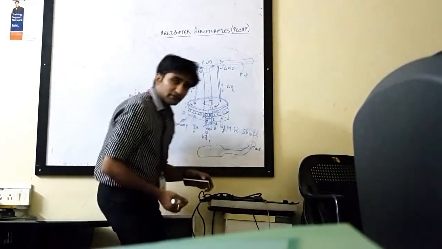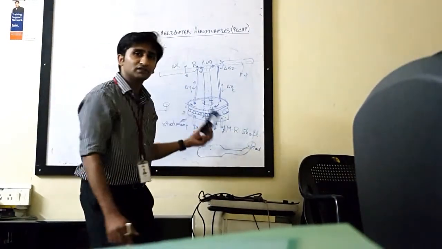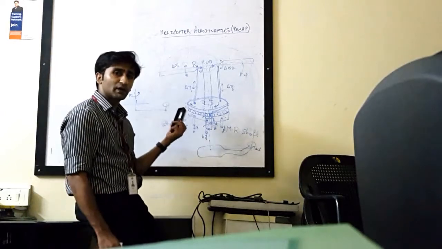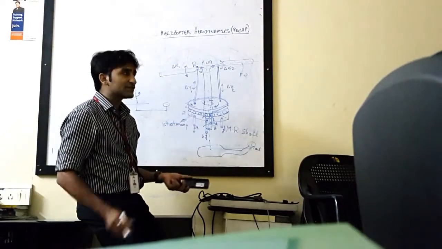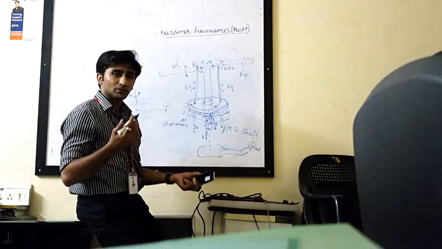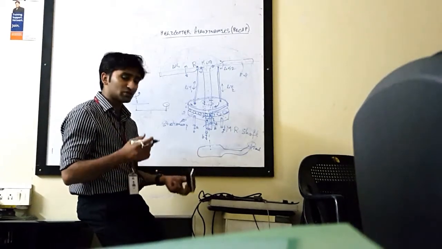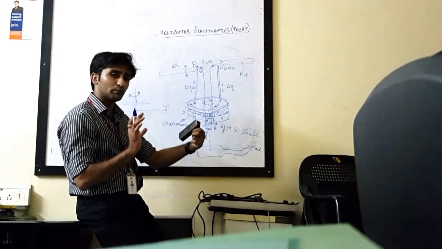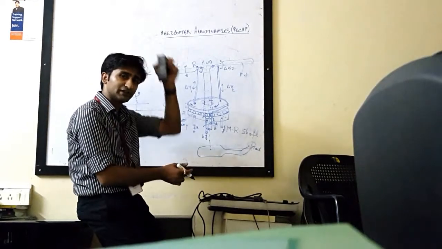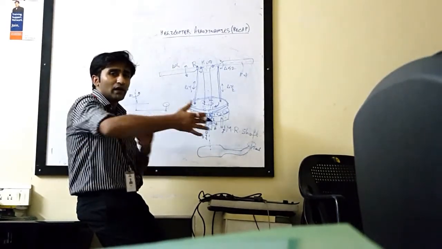So what happens? The thrust produced by the main rotors and the thrust produced by the tail rotors will not be same. So there is a torque imbalance. Because of the torque imbalance, you have a net moment produced about the CG of the helicopter on the vertical axis. So that will give rise to a yaw.